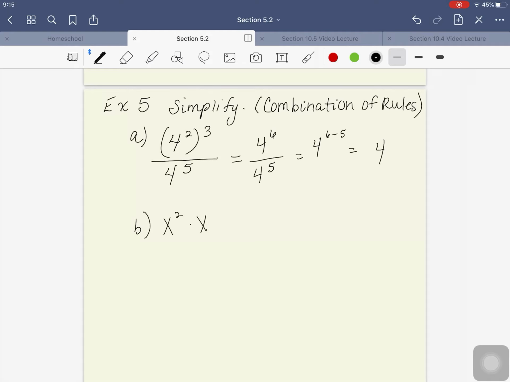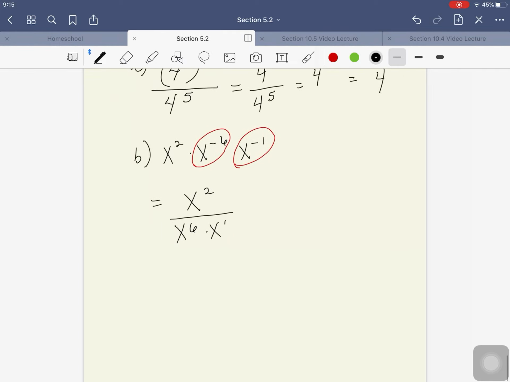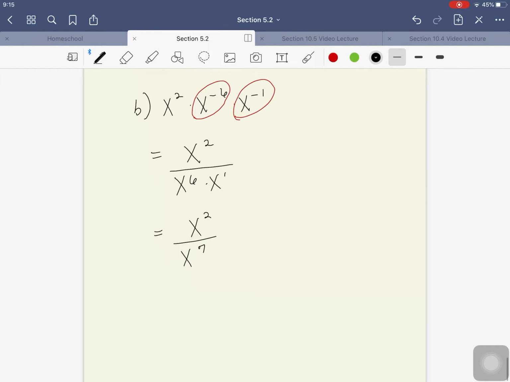x squared times x to the negative 6 times x to the negative first. I'm going to circle what would need to be flipped to the denominator, and that would be x to the negative 6 and x to the negative first. So x squared stays in the numerator, and I'm going to flip down and make this x to the 6, x to the first. Now I need to use the product rule for x to the 6, x to the first, and add those exponents. So that would be x squared over x to the 7th. And then I'll use the quotient rule. Larger exponent tells me this is going to be 1 over x to the 7 minus 2, 1 over x to the 5th.